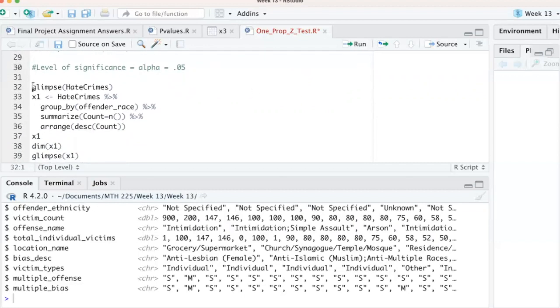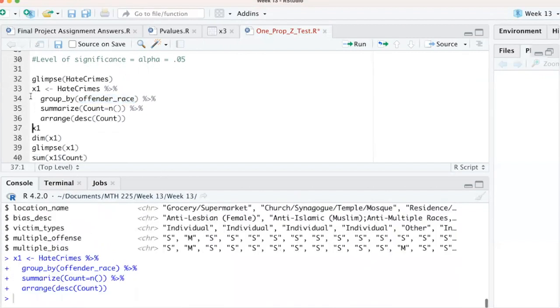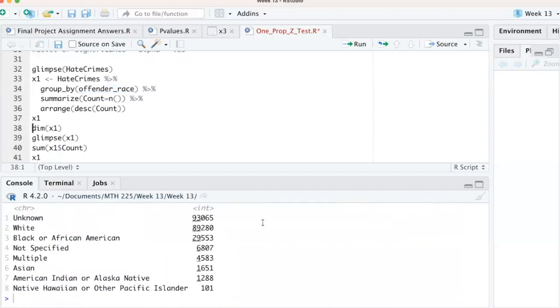Now let's take a look at the groupings. There's our hate crimes, and notice we are going to use the variable offender race, which is right here. So you can see we have white, many are unknown, and so on. We're going to count them all up and then arrange them in descending order so you can see the most popular offenders of hate crimes. Well, many of them they don't know. A plurality of them they don't know. But you can see the biggest group is white.